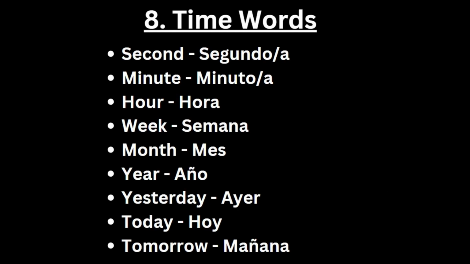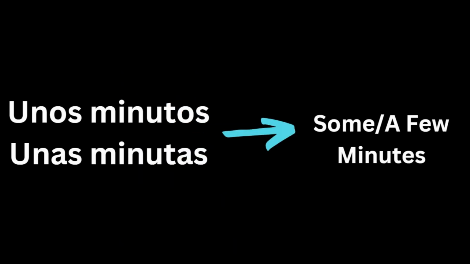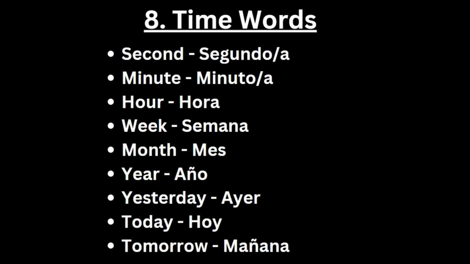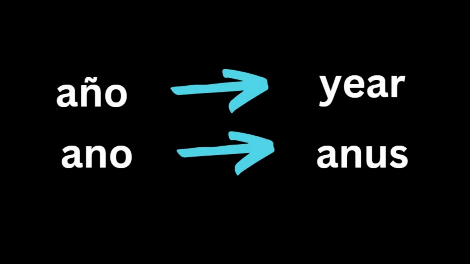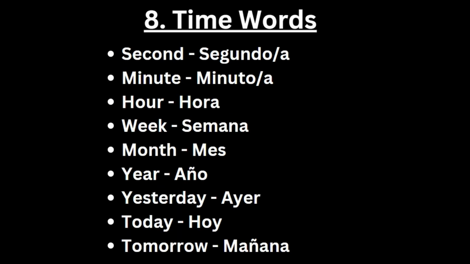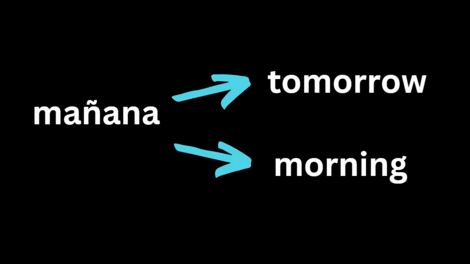Minute, which is minuto or minuta. You can say unos minutos or unas minutas, which both mean some or a few minutes. Hour is hora, week is semana, month is mes, year is año. Make sure you put the ñ because without it you have ano, which is anus. Yesterday is ayer, today is hoy, and tomorrow is mañana. Mañana can also mean morning, but the meaning changes in context.